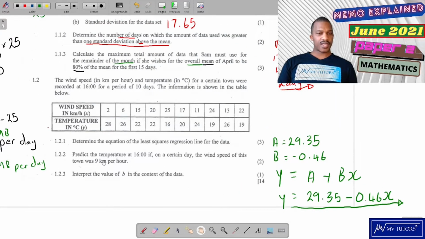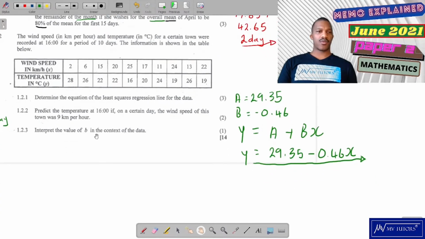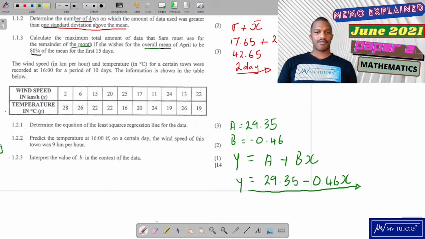All right, and then it says predict the temperature at 4 p.m. Well, only these values are at 4 p.m. if on a certain day the wind speed of this town was 9 kilometers per hour. So wind speed is x, right? You can see it there. And then y is the temperature. So they want us to solve for the temperature, meaning we're going to use the very same equation. So now this is 1.2.2.